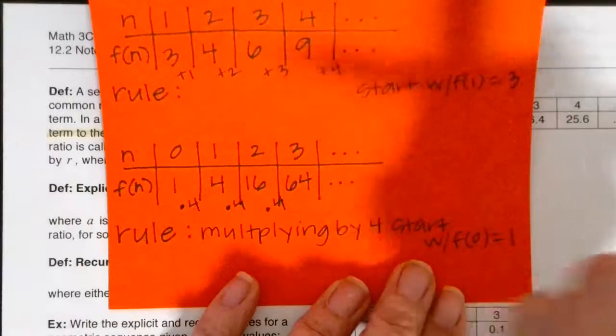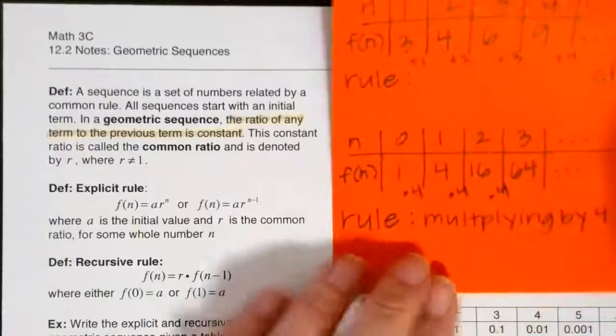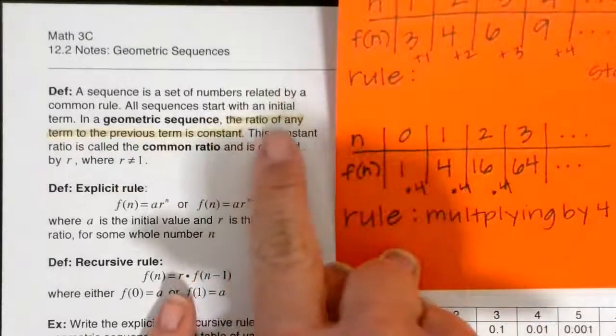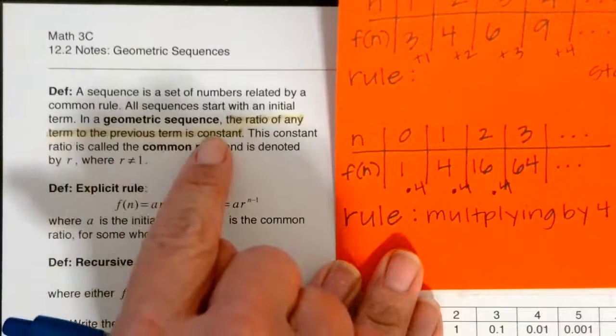Okay? Now, you're like, okay, I get that, I see that pattern, but how is that related to this where it says the ratio of any term to the previous term is constant?